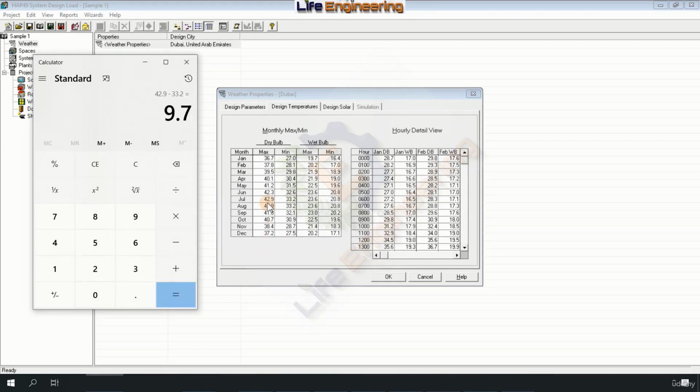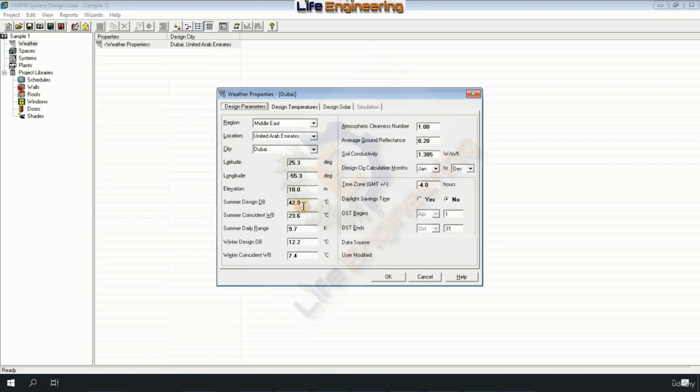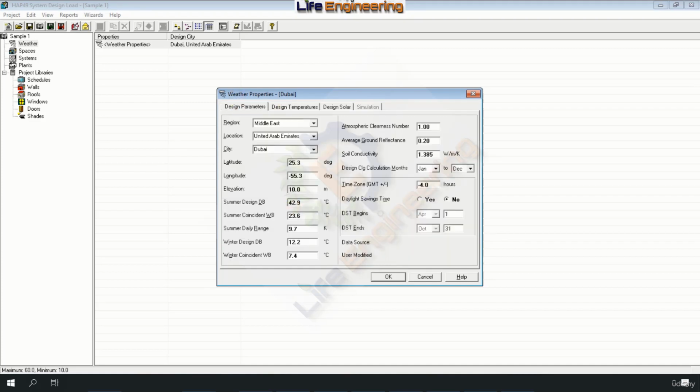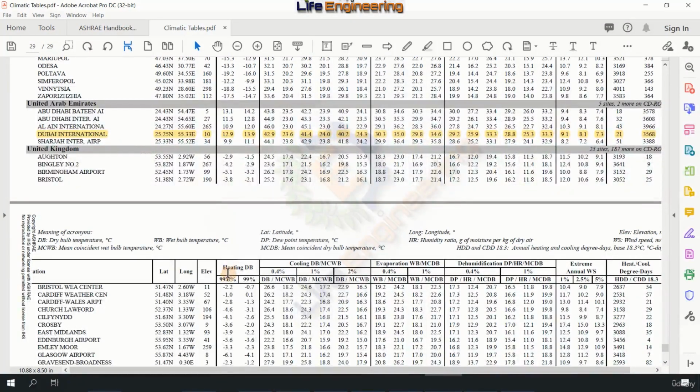And by the way, whatever highest value you change here, the HAB adjusts it here, 42.9. If you change this, for example, to 43.9, then it increases this also similarly to maintain the daily range. So the HAB fixes the daily range and changes the maximum and minimum. Back again, 42.9. Then the winter design dry bulb, we can check ASHRAE, the part related to the heating.